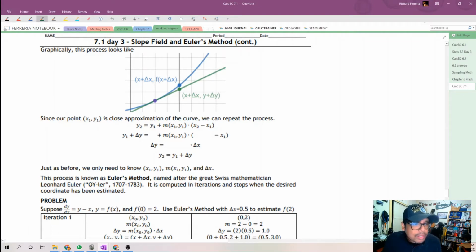So here is a curve. The slope field is going to give us this green line here for the tangent line, and we're saying this point right here is approximately equal to f of x plus delta x. So since this point, x1, y1, is close to the curve here, and we know it's close because it's a tangent line approximation, we can just repeat the process again. So y2 is equal to y1 plus the slope times x2 minus x1.